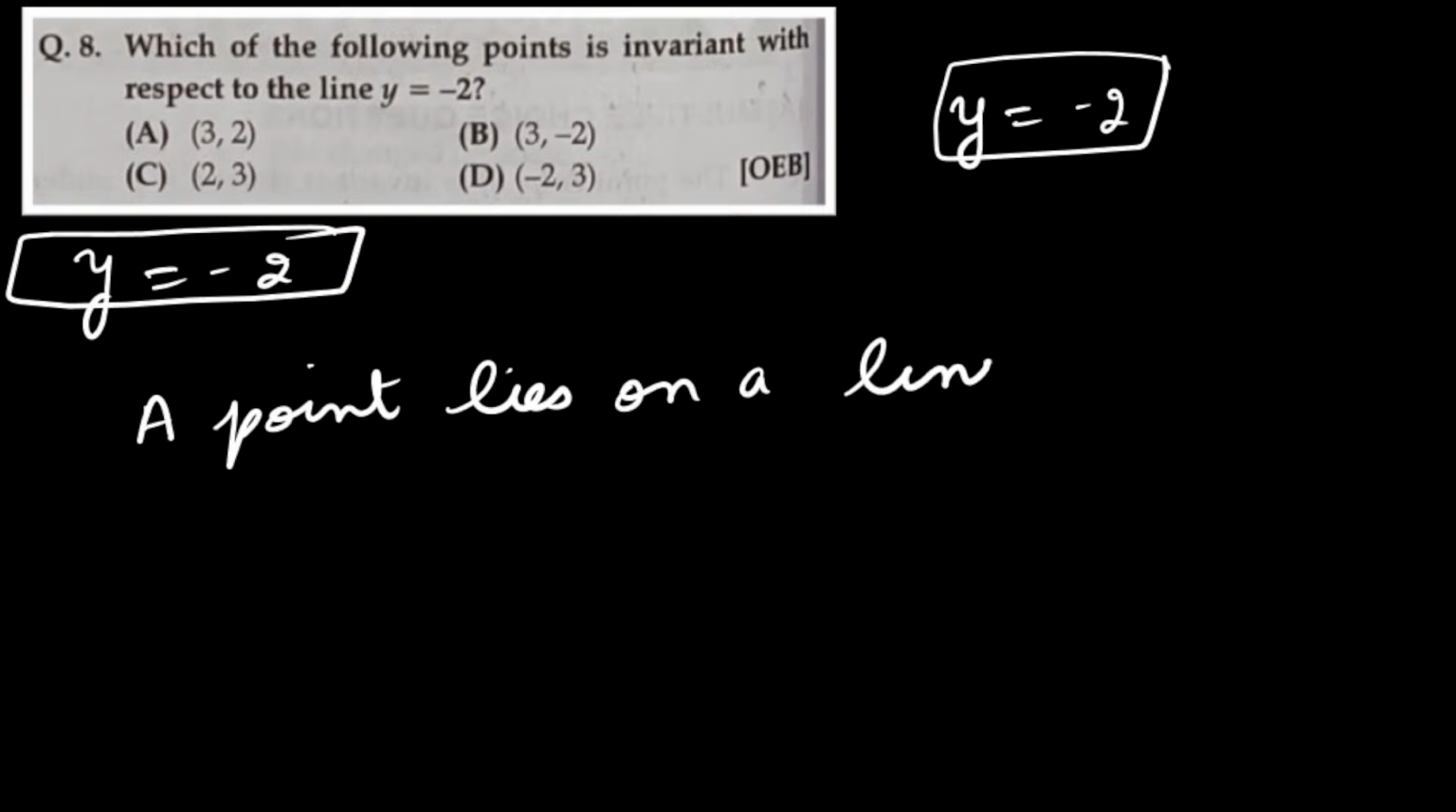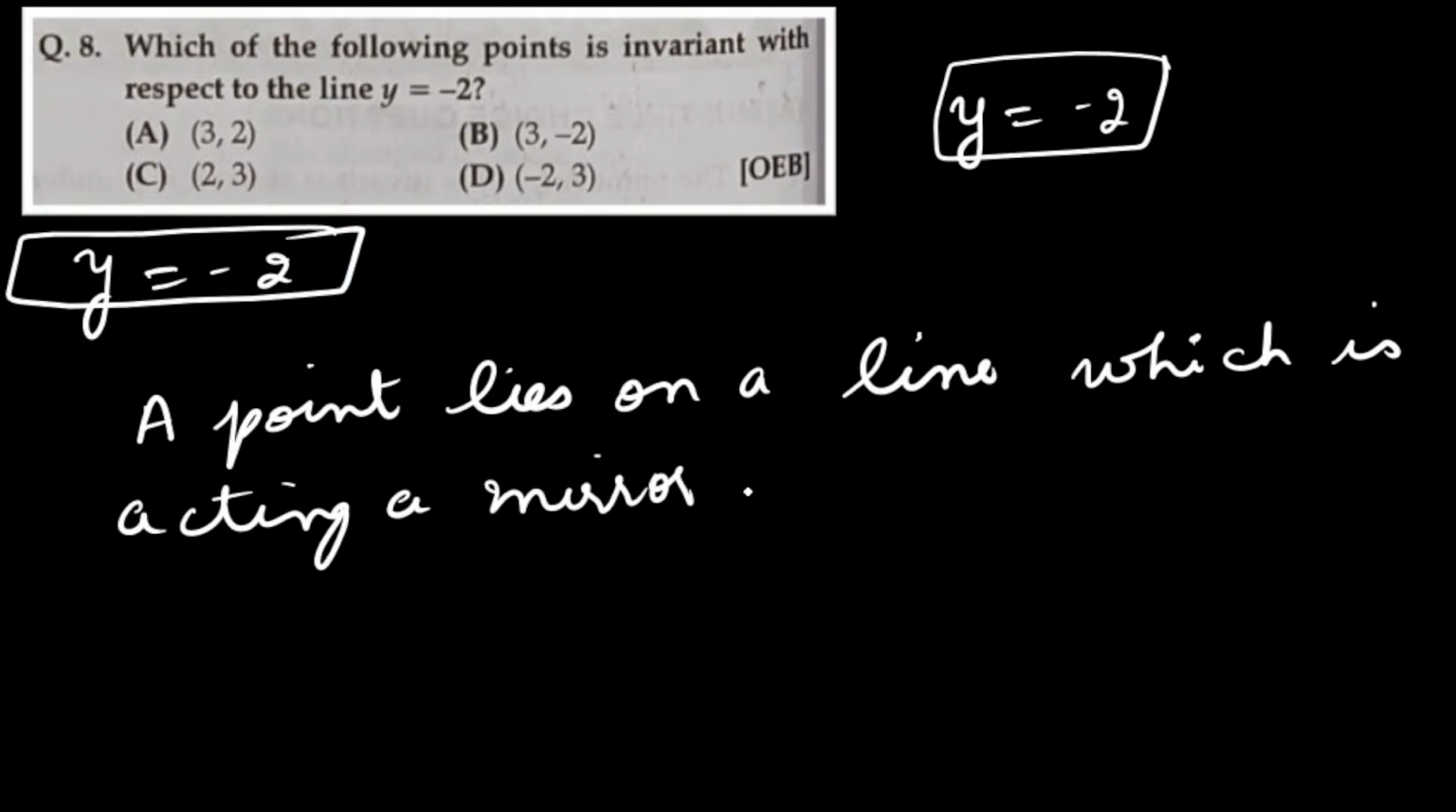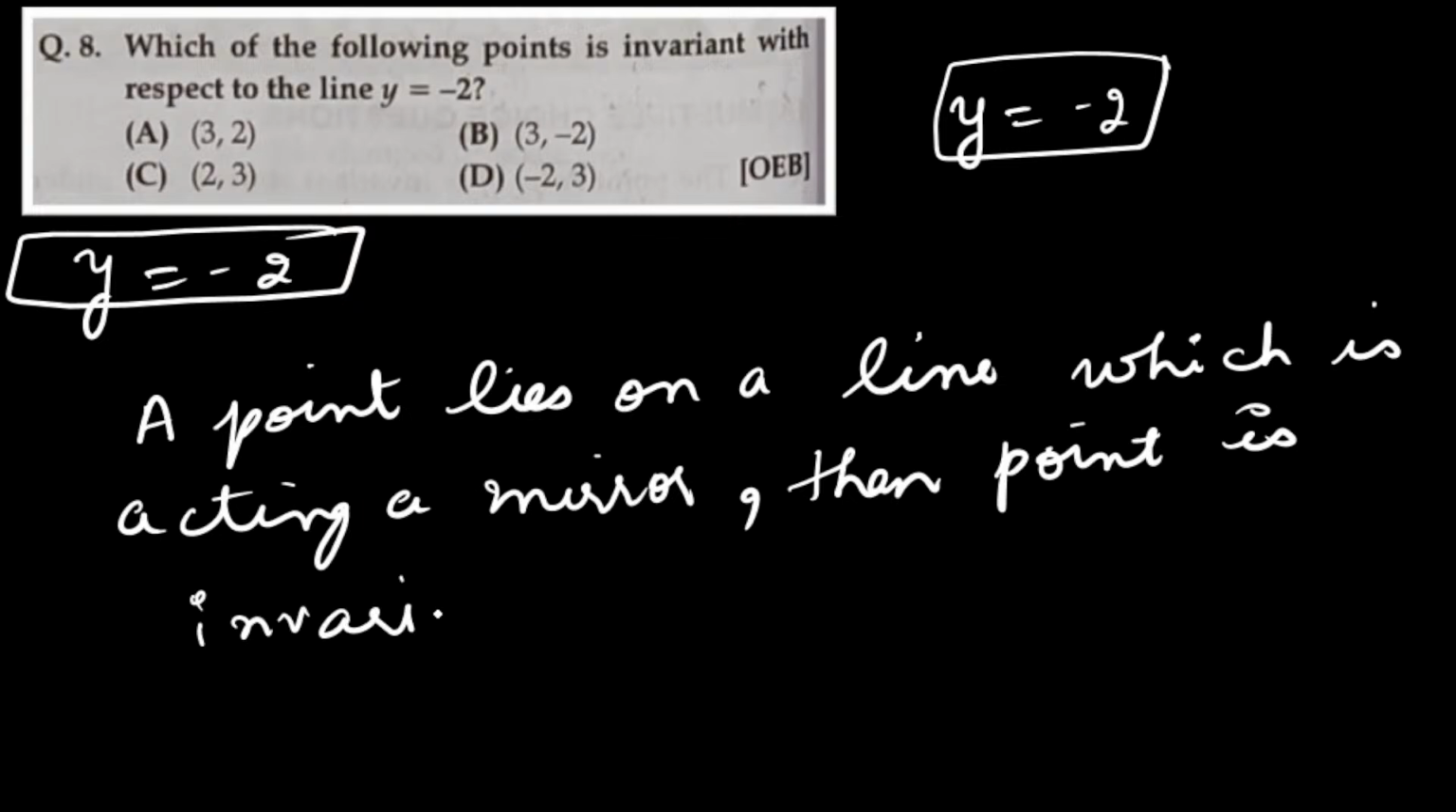Okay, so I have explained that if the point lies on that line which is acting as a mirror, then the point will become invariant. If a point lies on that particular line which is acting as a mirror, then the point is invariant. This thing you have to remember.